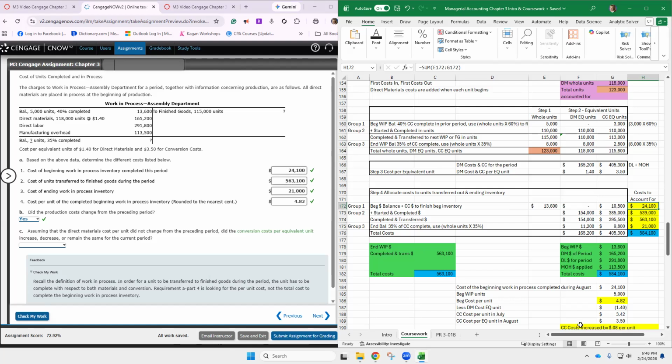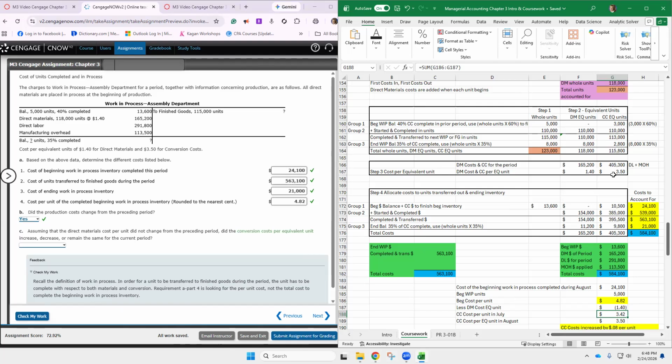We get $4.82. We're going to subtract the direct materials cost, because the direct materials cost from the preceding period did not change. So if this is the beginning cost per unit, the beginning of August, that means we're going to subtract $1.40 from it, and we'll get conversion costs for July of $3.42.